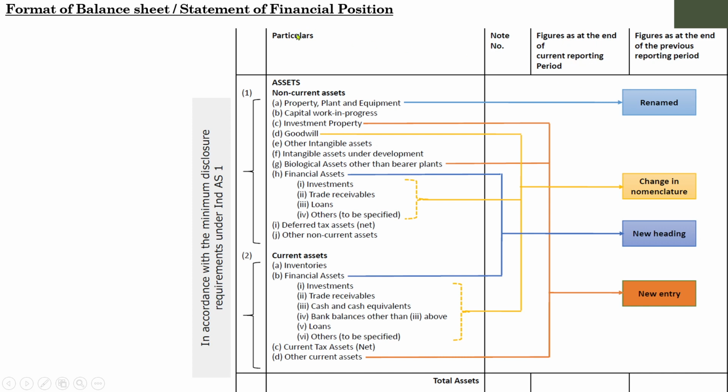Anyway, this is the pattern: particulars, note number, current year value, previous year value. We will begin with assets. In the assets column, the first item is non-current assets. We have learned that assets can be classified into two, fixed assets and current assets. But as per Ind AS, instead of using fixed assets, we will be using non-current assets.